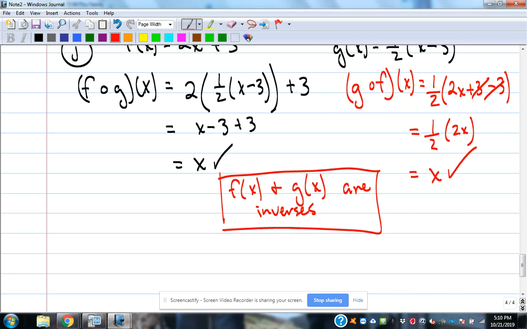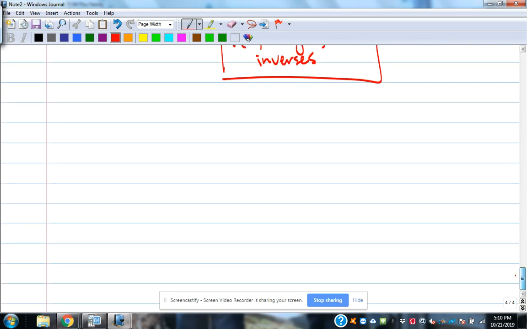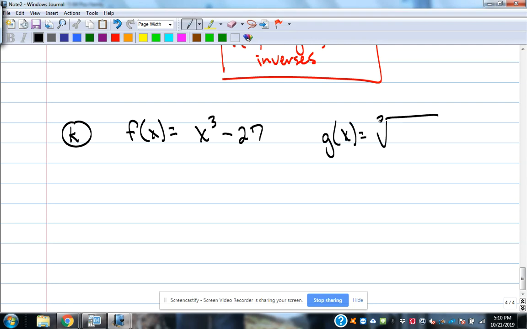Not incredibly difficult, but algebraic. Let's look at f of x, x to the third power minus 27, g of x, the cubed root of x minus 3. Getting a little fancy here with the roots and the powers and all that fun stuff, but still the same idea. We're going to do function composition to either prove or disprove that they're inverses of one another.